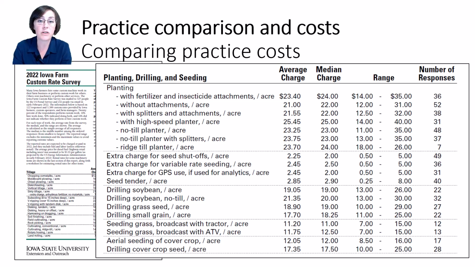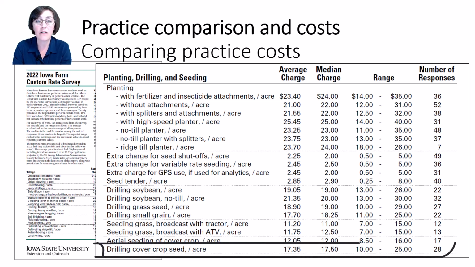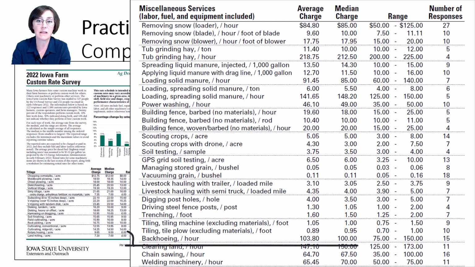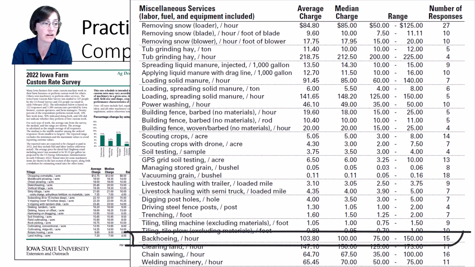You might be wondering, how could you estimate the cost of drilling a cover crop, for example, to plug into our discounting equations in terms of dollars per acre? If that were performed as a custom service, you see right here that the average charge is $17.35 per acre. Or how would you estimate the cost of using a backhoe to excavate for a bioreactor? Again, that information is right here in the custom rate survey, along with a nice range if you want to be conservative or less conservative. This custom rate survey provides great rule of thumb values to use for cost itemization.